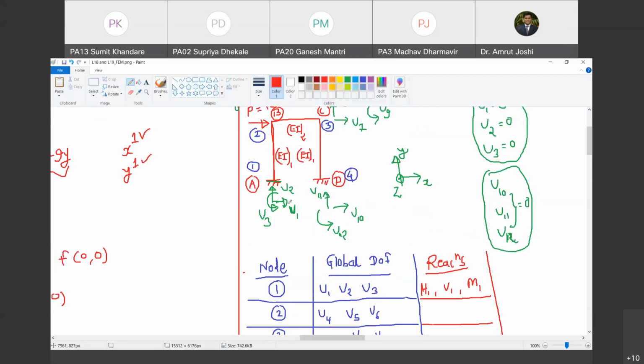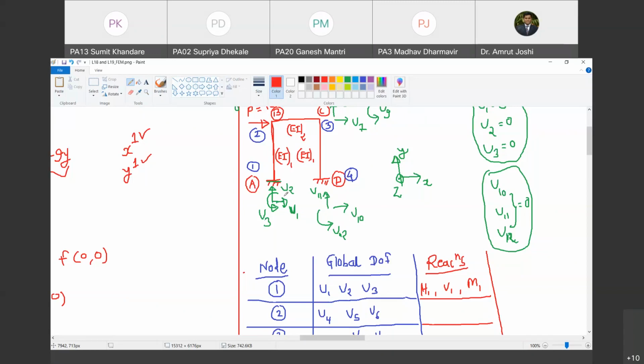Yes, sir. So at node number 1, how many reactions are possible? You can have a horizontal reaction, vertical reaction, and moment reaction. Happy? Yes, sir. Horizontal reaction H1 will connect with U1, vertical reaction V1 will connect with U2, and moment reaction will connect with U3. Do you agree with me? Because U1 and U2 are translational degrees of freedom, they correlate with H1 and V1, which are force reactions. Whereas U3 is a rotational degree of freedom, which correlates with moment reaction. Are you with me? Yes, sir.